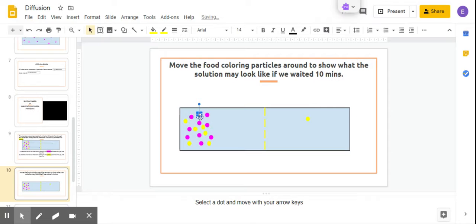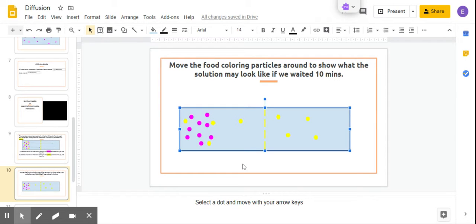Okay, so we have to think about this as the whole container. So some of it's going to move across, but some of it is actually going to stay on that other side. It's going to have equal concentration throughout the entire container. So it'll look something like this. We have 8 particles, so it'll probably be 8. Sorry, 4 makes sense. Something like that, whatever you feel.